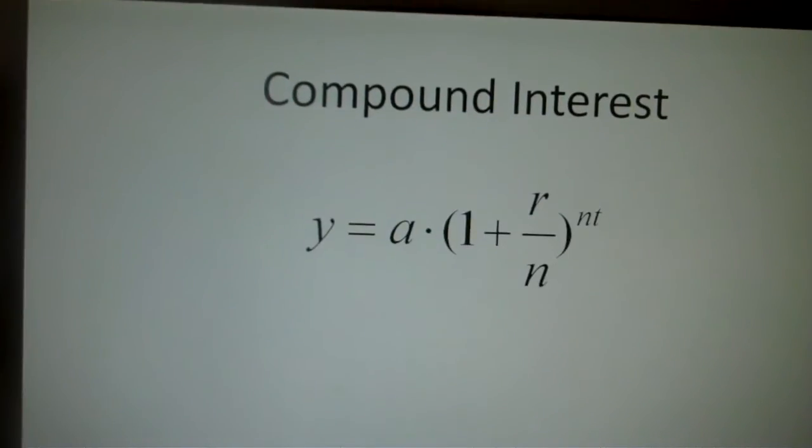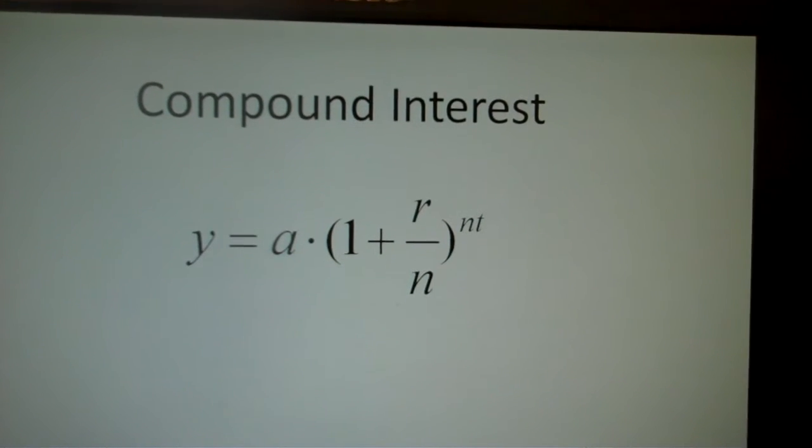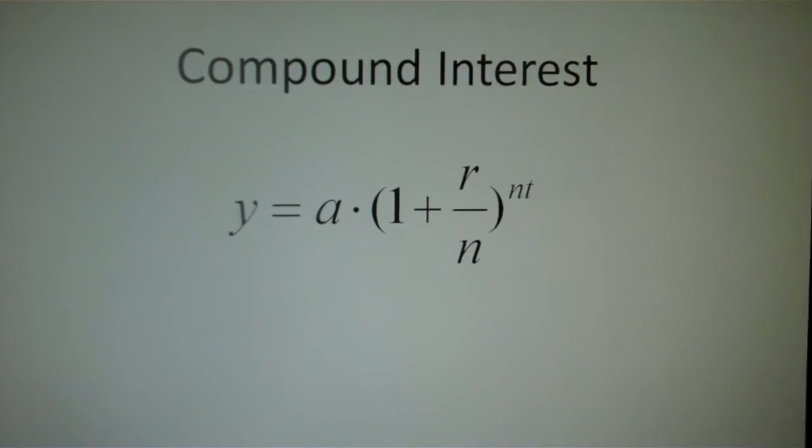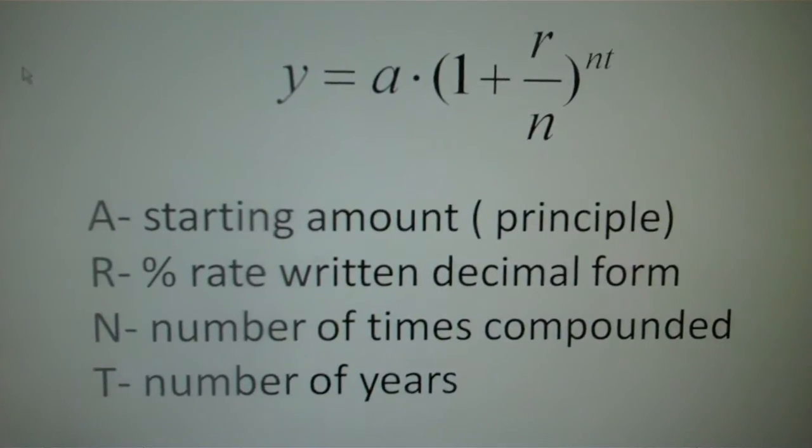Today's lesson is on compound interest. This is the equation: y equals a times (1 plus r divided by n) raised to the nt. I know that this seems confusing, but this is what all of the variables represent.